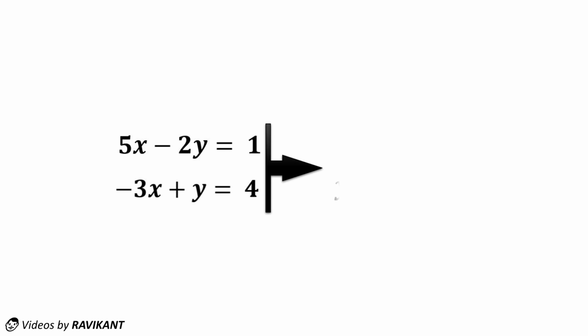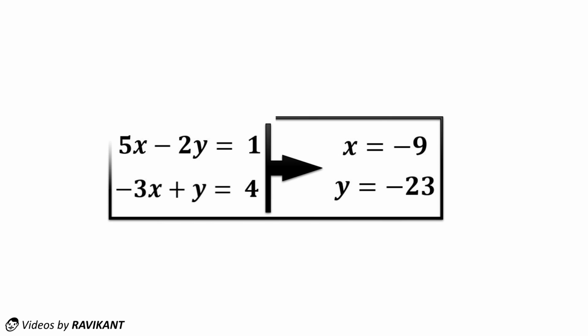So you all can see by this method we get the same result, and we get the same values of unknown variables x and y. So this method is also useful for a linear system.